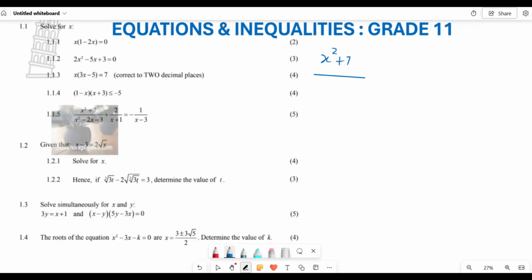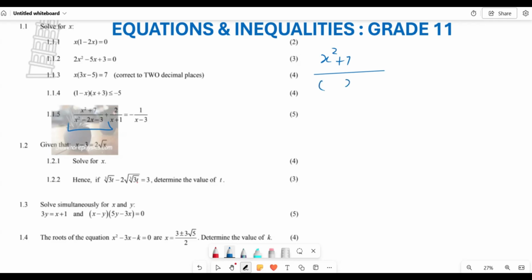This is divided by what? Now, I want you to look at what you are having in my denominator. Can you see that this is x squared minus 2x minus 3? And surely it is a trinomial that can be factorized. And how can we go about factorizing this particular trinomial? We are going to say this.